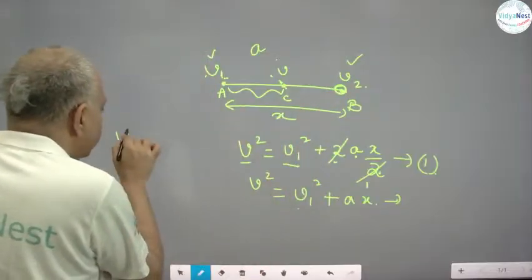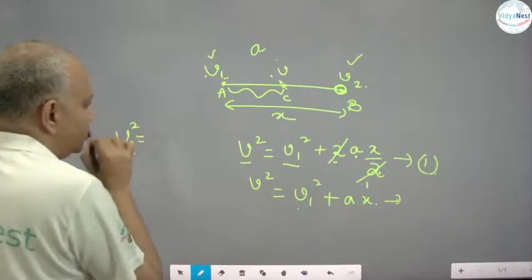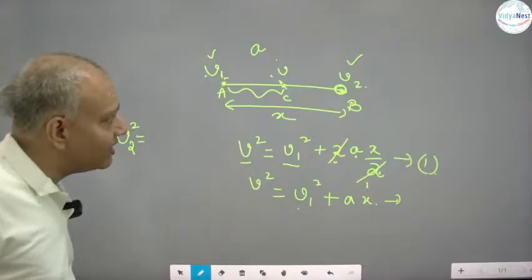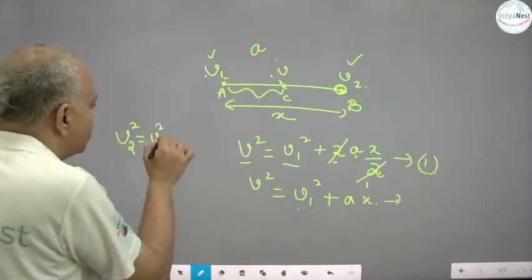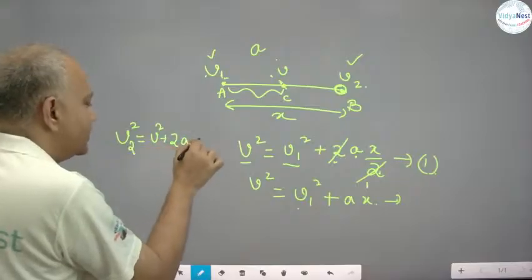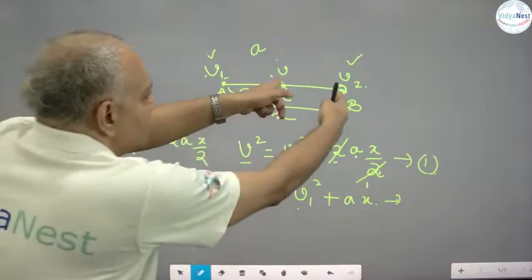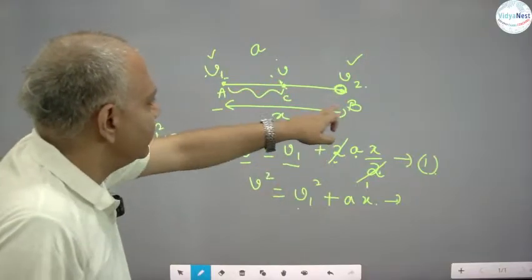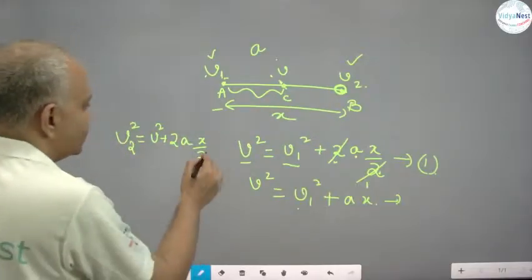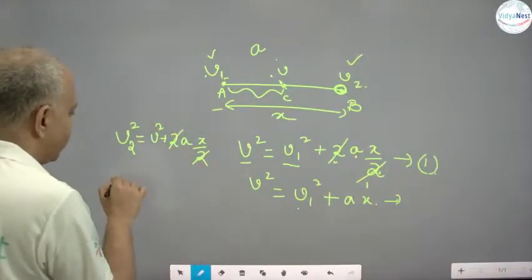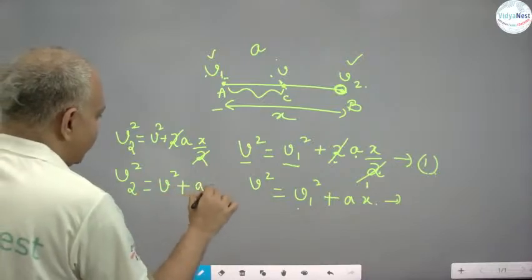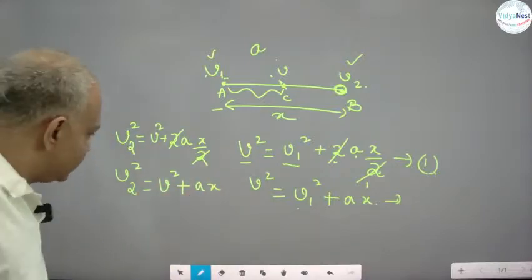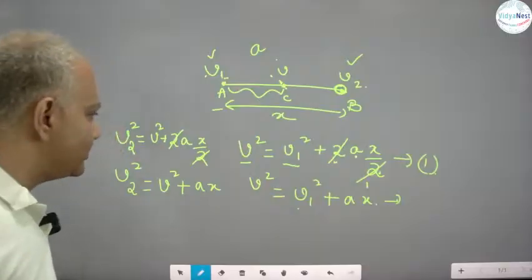It is v2. v2 square is equal to, what is the initial velocity at this position? It is v, plus 2a into the same x by 2, because this part is also half of the total displacement x. So the half cancels out. v2 square is equal to v square plus ax. Simple.